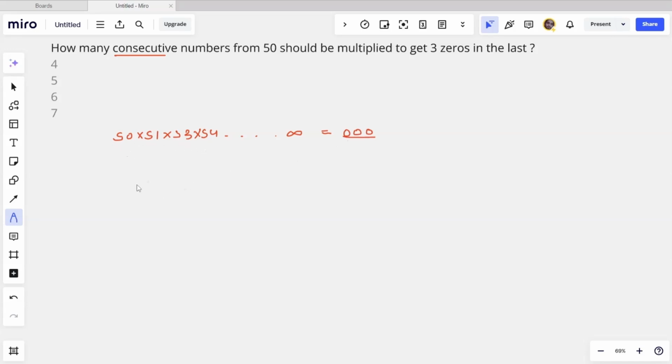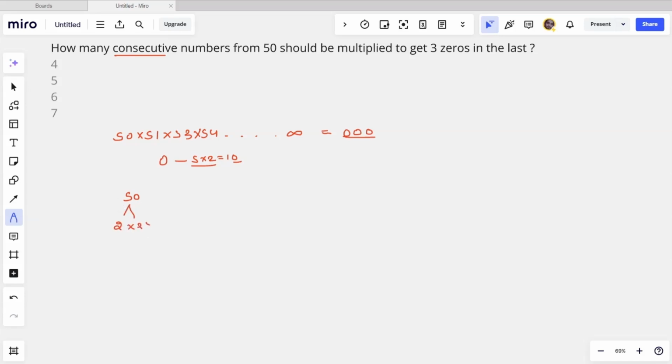Okay, so let's talk about what is 0. 0 is nothing but 5 into 2. Okay, 5 into 2, which is equal to 10, but we are considering the unit digit here. So to solve these types of questions, we have one method. What we will do, we will start from 50. As we can see, this is 50 and it also has 1 zero. So we will do the prime factorization of this number, which is 50.